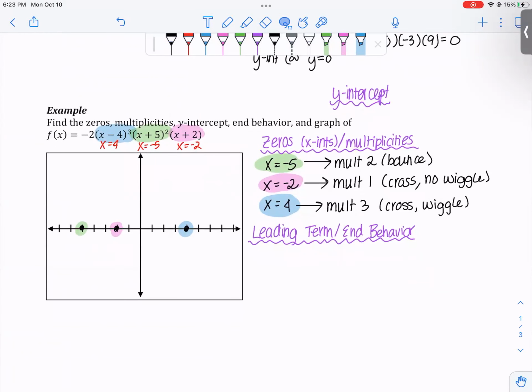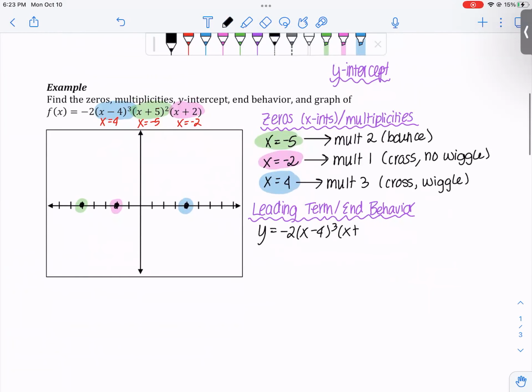For the leading term and the end behavior, I'm just going to write out the entire polynomial like I did in the end behavior video. We're not worrying about anything other than the highest power of x in each factor, so I'm getting rid of these.